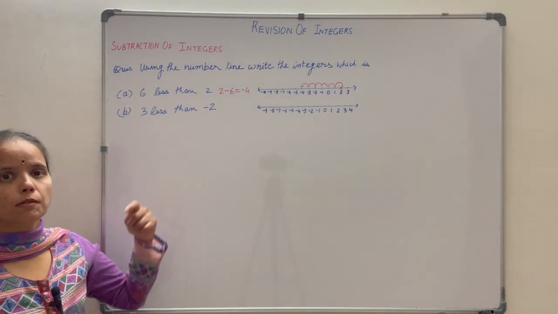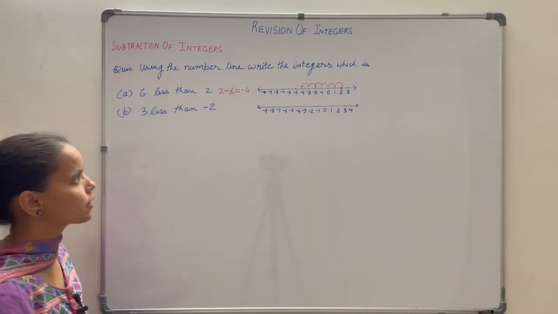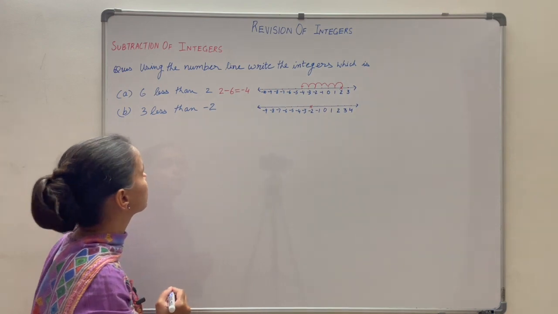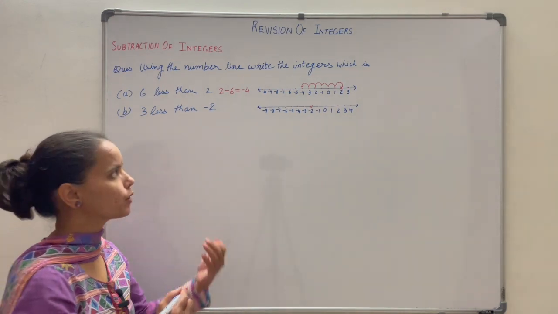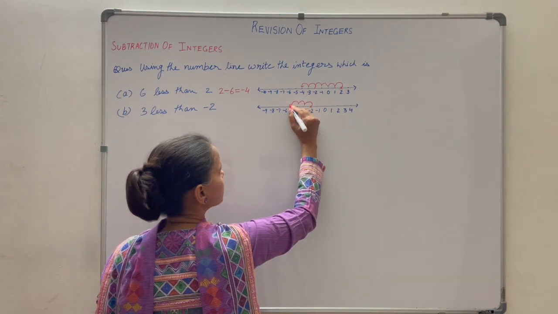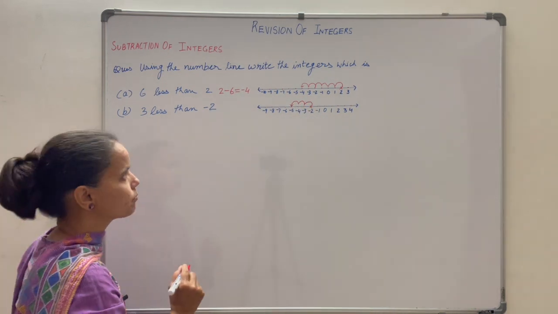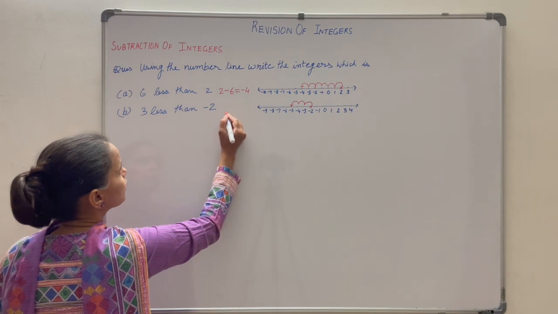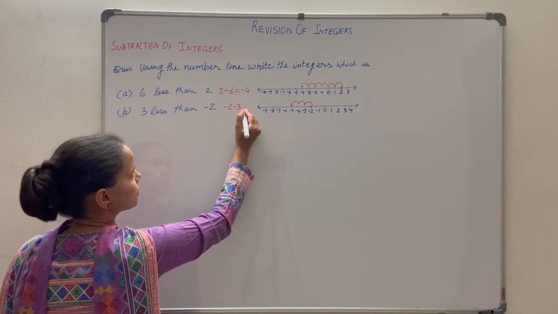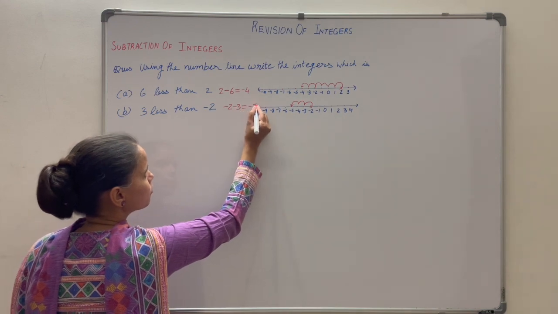Now 3 less than -2. So you need to first locate -2. -2 is here. 3 less than means you have to move towards the left. 1, 2, 3. So the answer is -5. So 3 less than -2 is equal to -5.